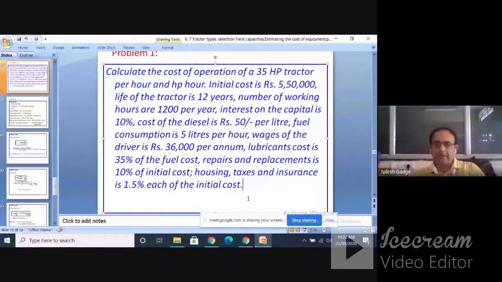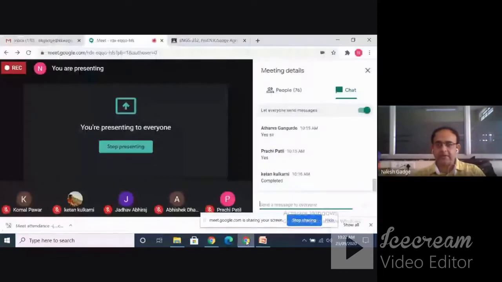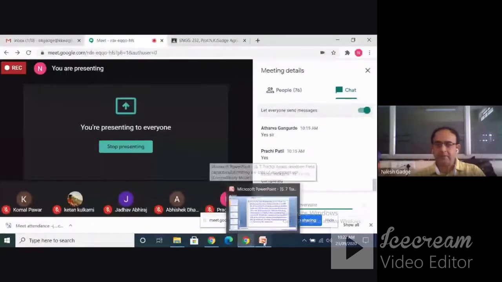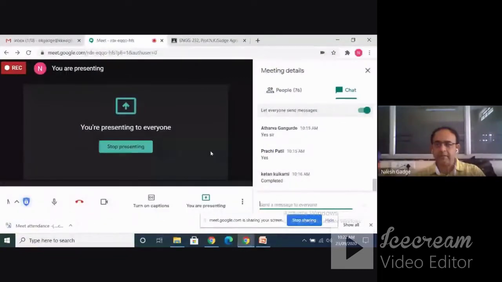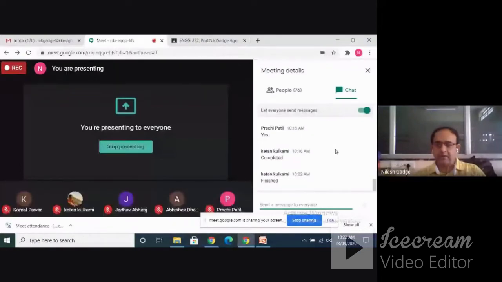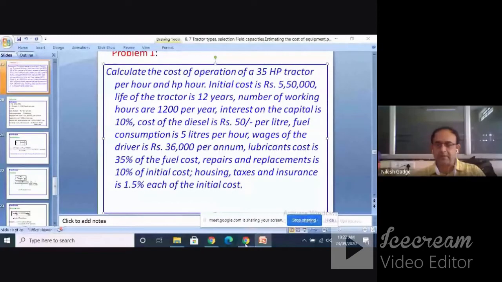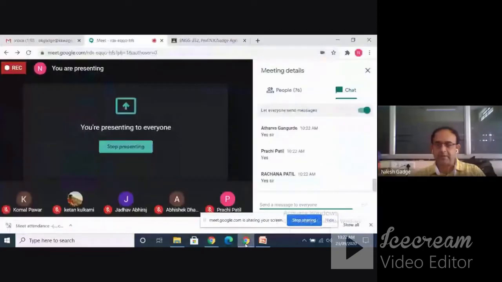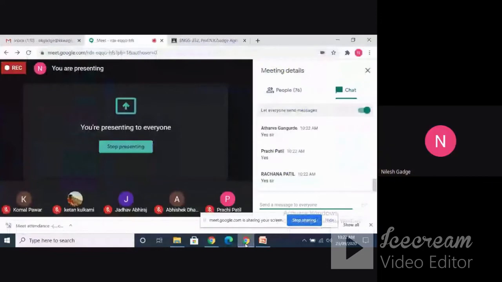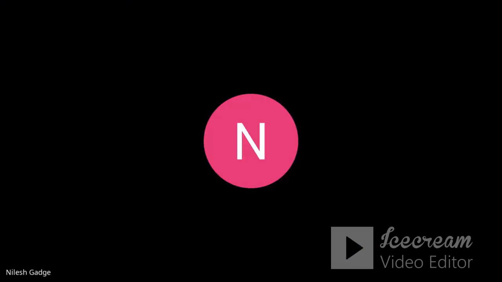Calculate the cost of operation of 35 HP tractor. Okay, if you have finished, then you can put in the chat box whether you have finished writing the problem or not yet, Atharva, Prachi, Ketan. Yes, sir. Okay, finished. I am getting the voice somewhat. Those who have not finished can keep writing.